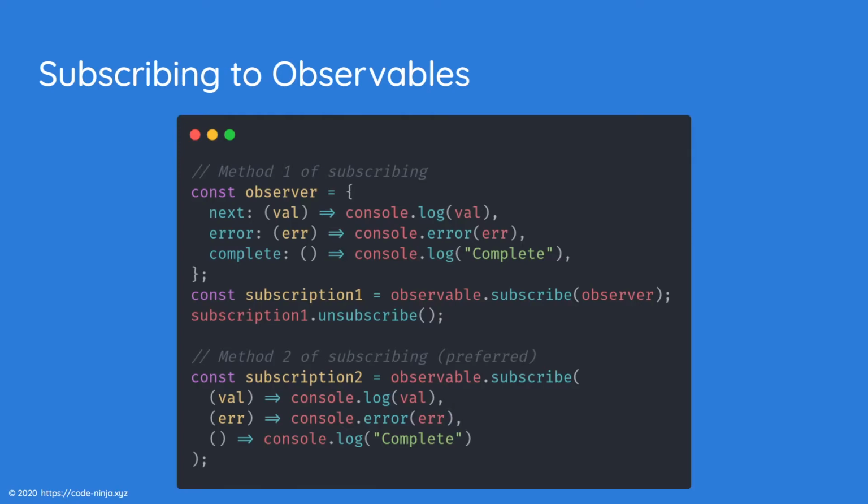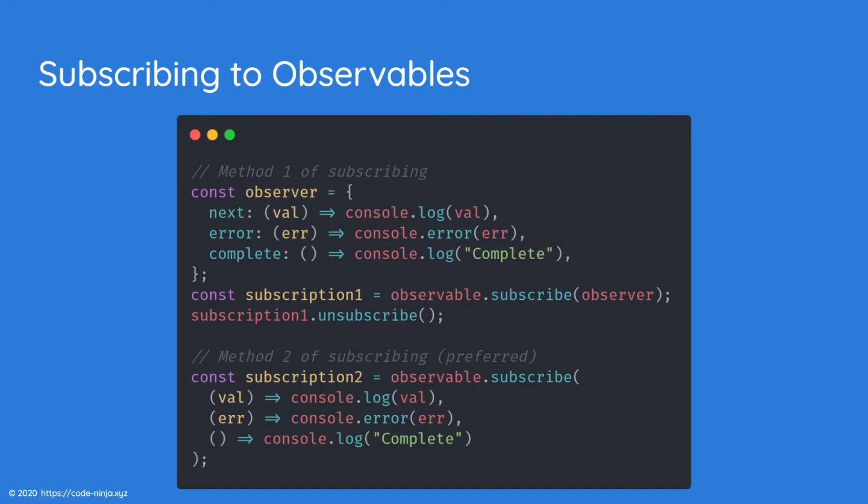Every time the observable emits a value, this value is passed into the next callback. If there is an error thrown in the observable, this error is passed into the error callback. When the observable terminates, the complete callback is invoked. RxJS provides a shorthand way to call subscribe and pass in the next, error, and complete callbacks directly instead of defining them as properties in an object.